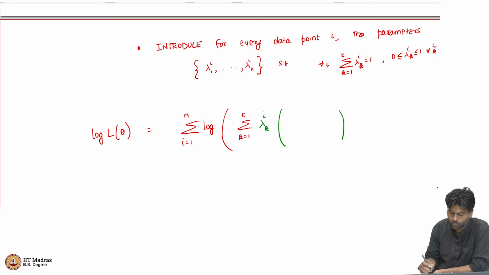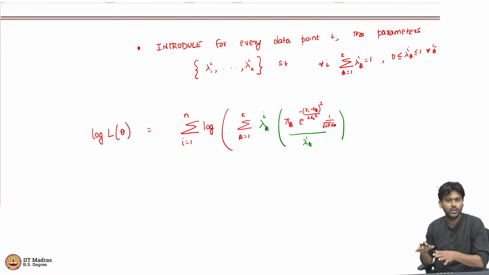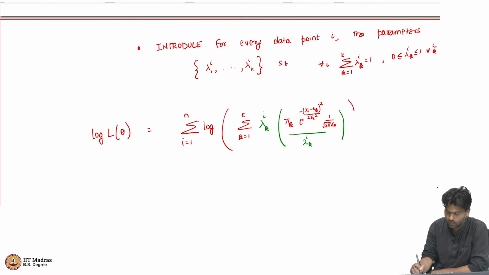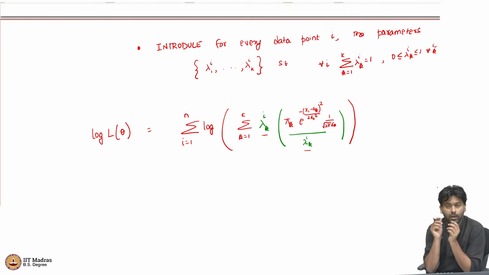So, let me write down what the sum was earlier. The sum earlier was pi k e power minus (xi minus mu k) squared by 2 sigma k squared, times 1 by square root 2 pi sigma k, which is exactly the density of the Gaussian, but because I have multiplied it by lambda ik, I will divide it by lambda ik. Now, it is just multiplication and division. So, it is still exactly the same log likelihood, but I am artificially introducing these parameters. Remember, for every i and every k there is a lambda ik.